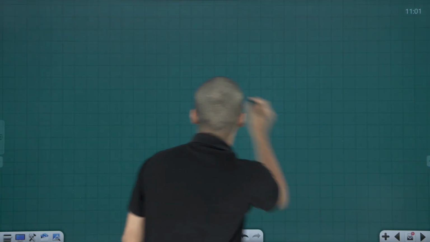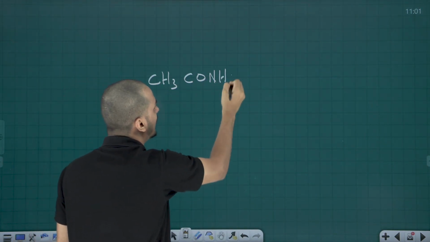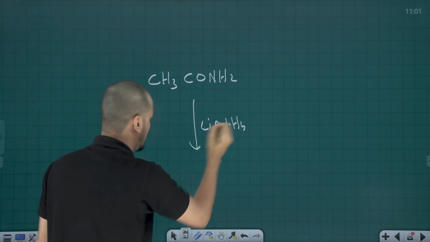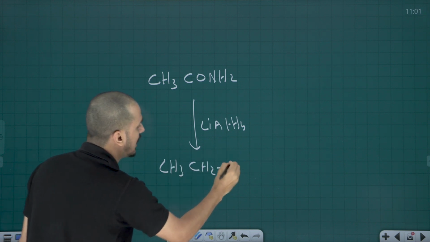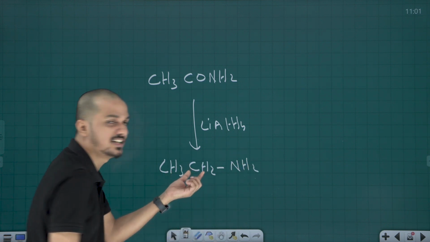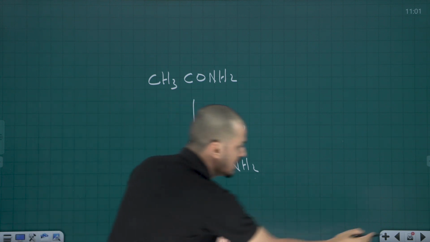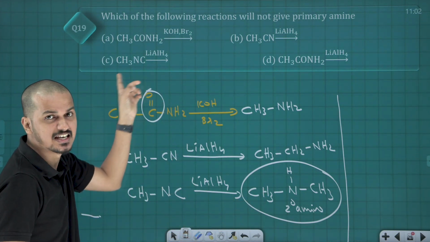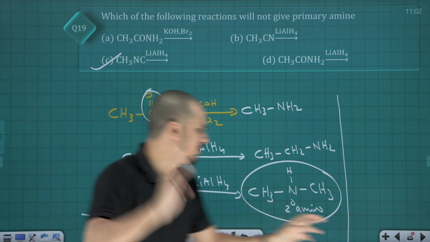Here also you can see CH3CONH2 with lithium aluminium hydride. That time also the answer is CH3CH2NH2. There is no reduction in the carbon; the amine contains the same number of carbons. That is also a primary amine. So only a secondary amine is obtained in which case? The CH3NC, the isocyanate you are taking. Answer is C.